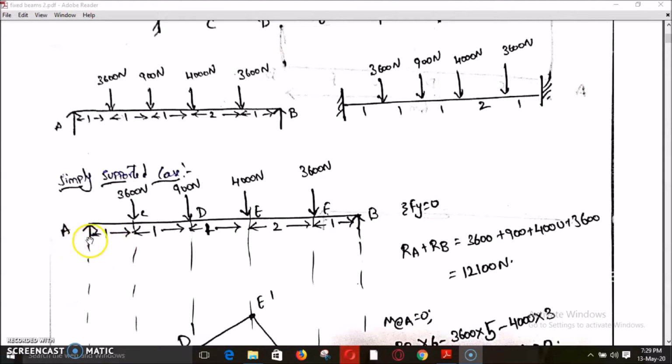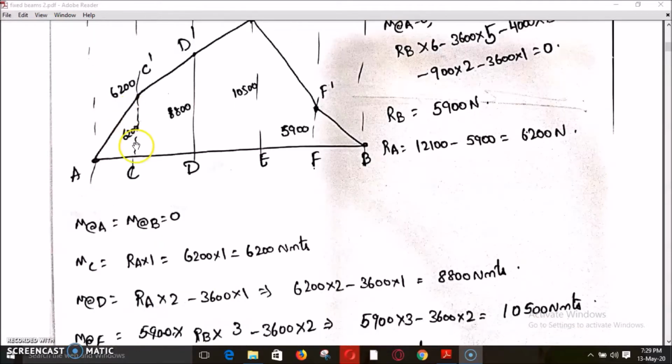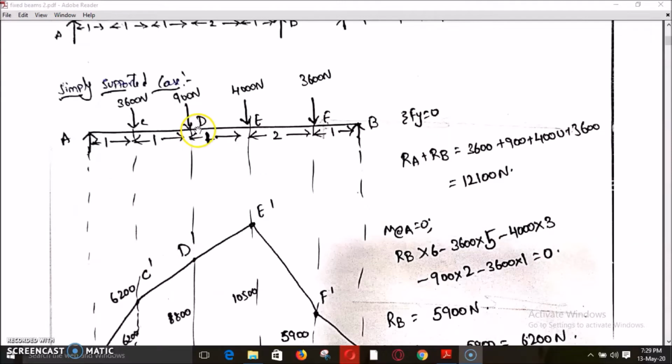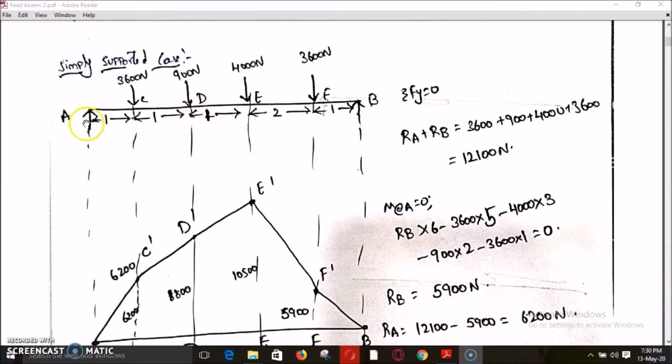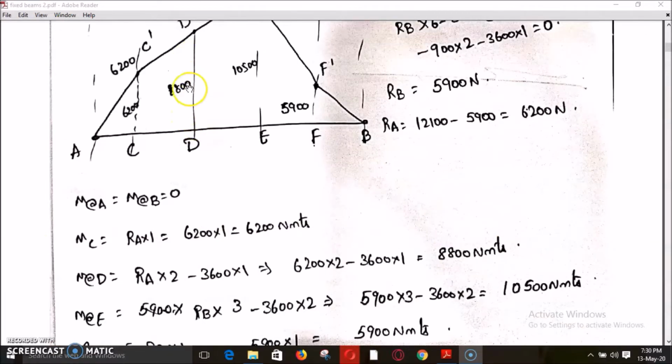Since it is a left side clockwise moment, it will be positive. So my moment at C is RA into 1. RA value is 6200 into 1. Substituting, we will get MC as 6200. Coming to D, taking the left side of the section, we had two forces. First one is RA, that is positive, and 3600 is negative since it is a left side anti-clockwise moment. So my moment at D will be RA into 2 minus 3600 into 1. Substituting the value of RA as 6200, we will get moment at D as 8800 Newton meters. So this is my MD value.